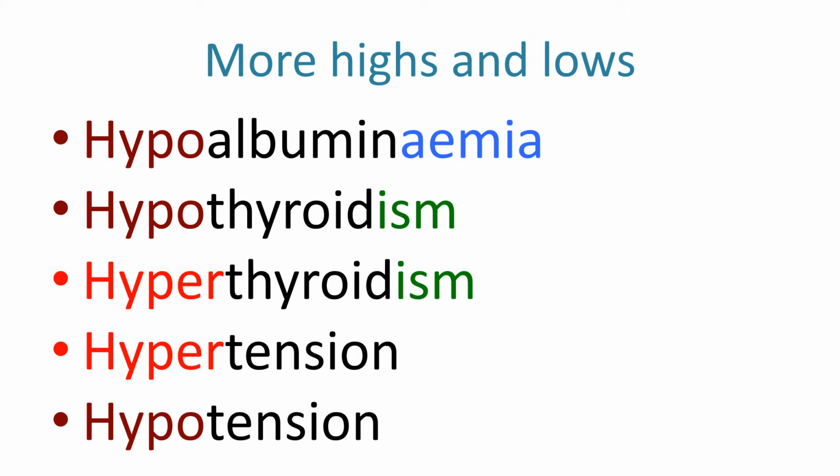Hypotension, low pressure. And again, unless we actually specify a particular location, we're normally talking about the systemic arterial circulation when we use the term hypotension. So if a patient is hypotensive, we need to monitor that situation because they might be going into shock, for example.